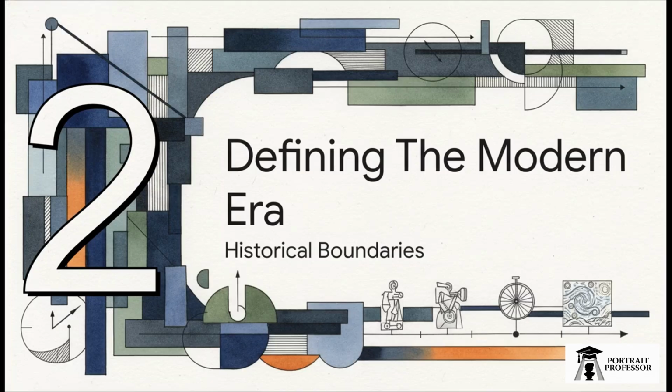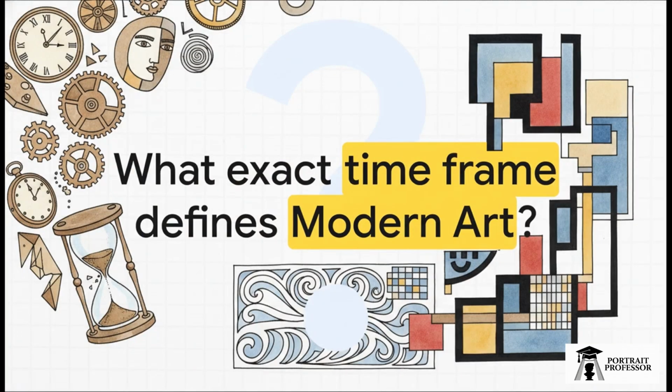Section 2, defining the modern era. Now that we have our analytical toolkit ready to go, let's place this specific movement onto our historical timeline. Let's ask the most important question first, just to really ground ourselves. What exact time frame defines modern art? History is vast, so pinning down these specific chronological boundaries is absolutely essential.